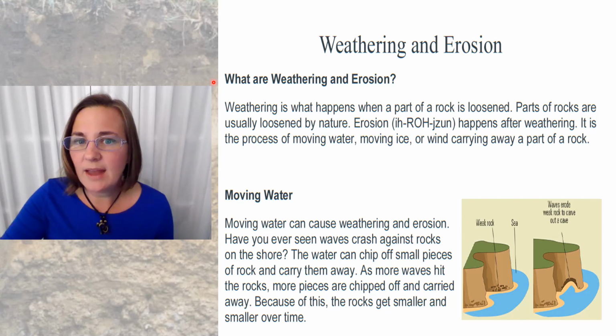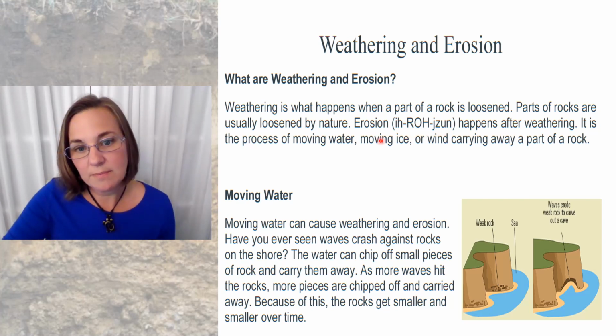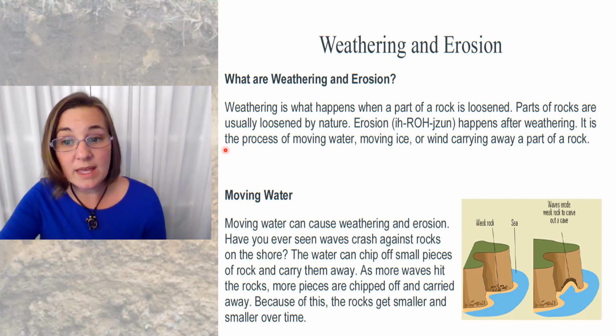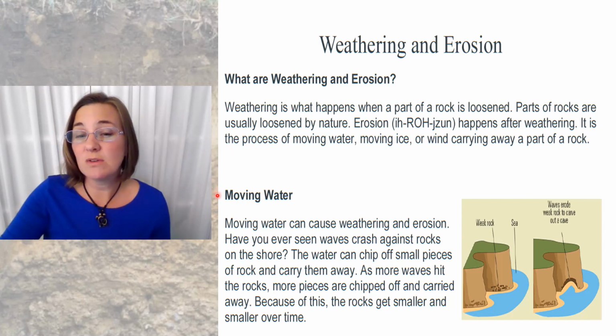What are weathering and erosion? Weathering is what happens when part of a rock is loosened. Parts of rocks are usually loosened by nature. Erosion, and then this tells me how to say it, erosion, happens after weathering. It is the process of moving water, moving ice, or wind carrying away part of a rock. So now let's read about each of those.